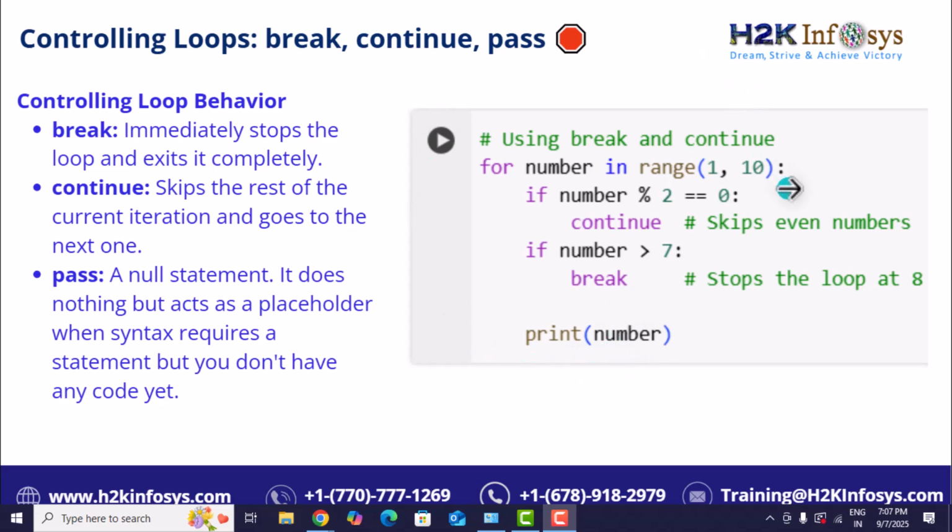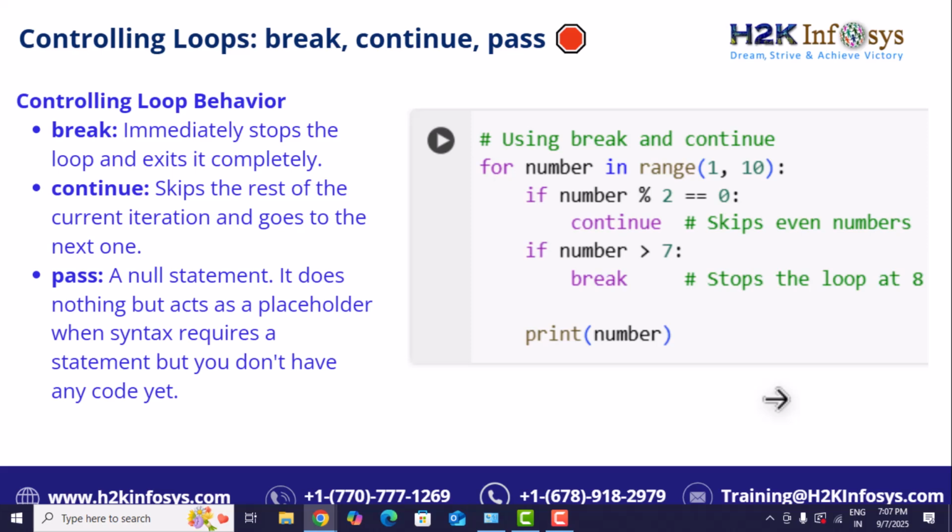Then going for the second number, 2 is divisible by 2, so we have to continue, skip, and check with the third number. 3 is not divisible by 2, so I come to the second condition: is 3 greater than 7? No, so print it, go back. So this will continue. Let me show this in the Colab.